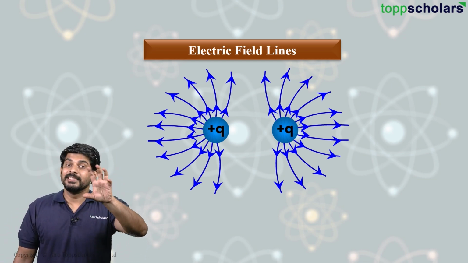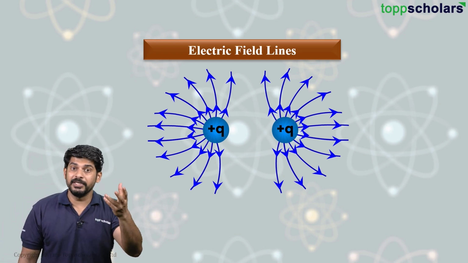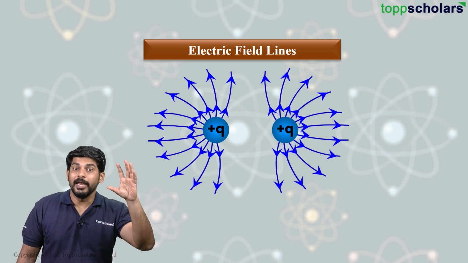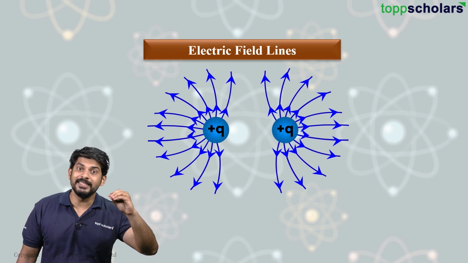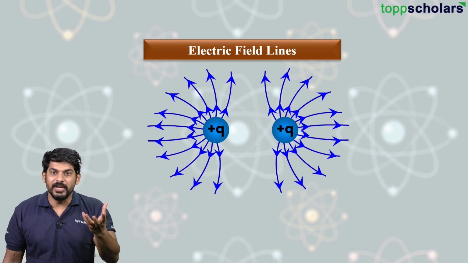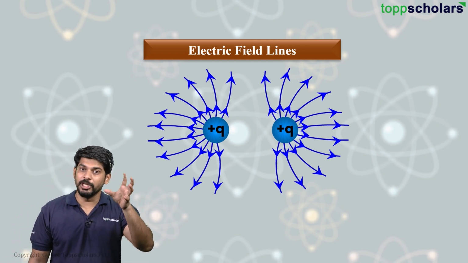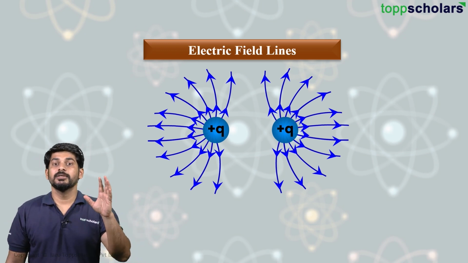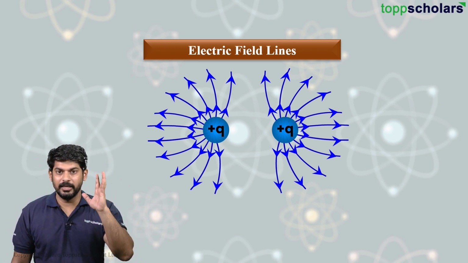Now the density of these lines depends on the magnitude of the charges. The greater the value of charge, the greater will be the density of these lines. More and more field lines will be produced if the value of the charge is large. So this is the electric field line.